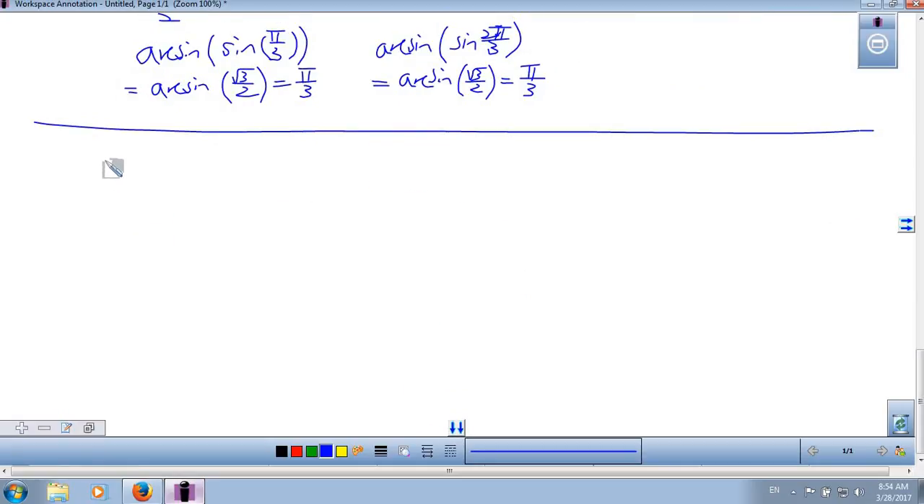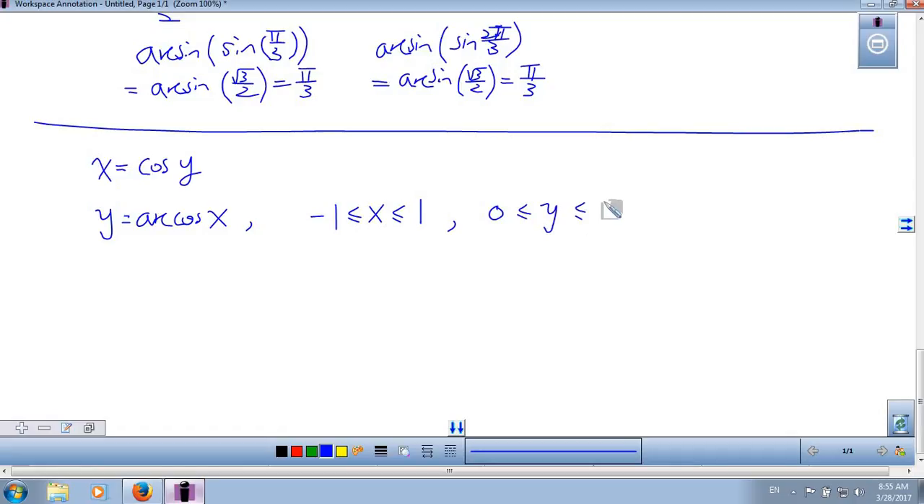Now, let x equal cosine of y. That means y would be equal to arccosine of x, or inverse cosine. So the domain for x, the input for arccosine, has to be between -1 and 1. And what would the output be limited to? The output of arccosine would be limited to from 0 to pi. So it's a little bit different, okay?